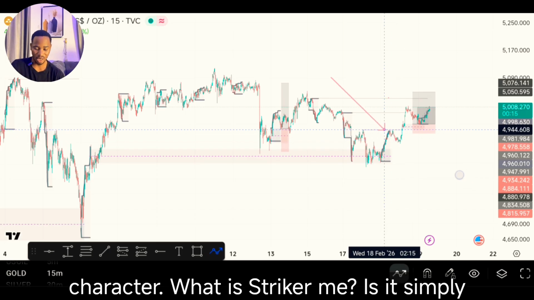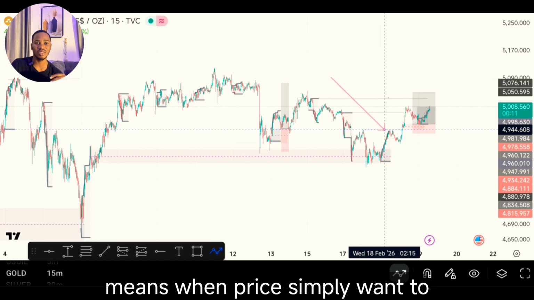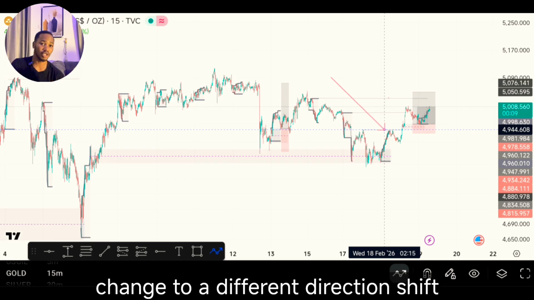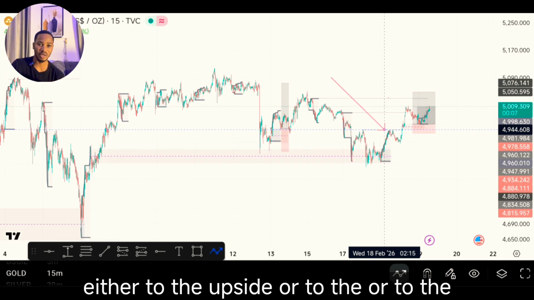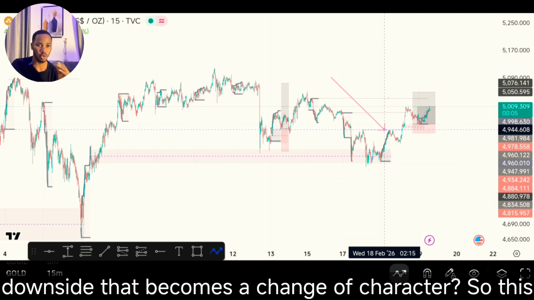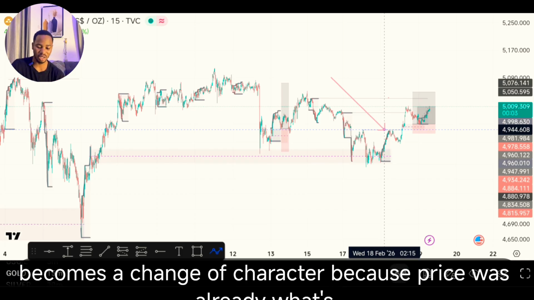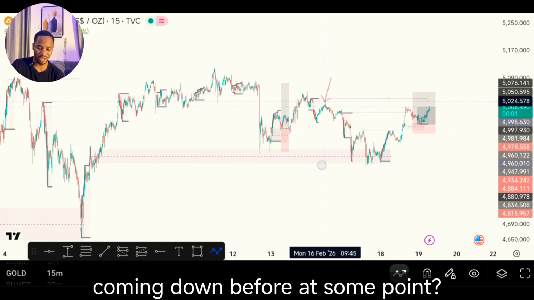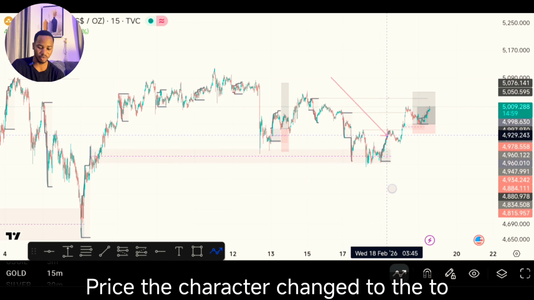Here is a change of character. What does change of character mean? It simply means when price wants to change to a different direction, shift either to the upside or to the downside. That becomes a change of character. So this becomes my change of character, because price was already coming down before. At some point, the character changed to bullish.